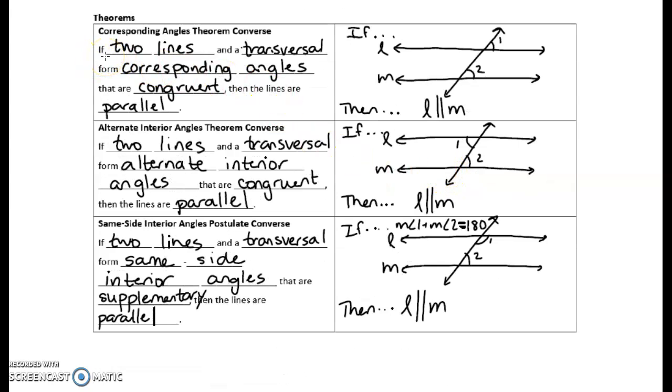Now they're all just the converse of what you learned. So we learned about converses a while ago. Remember, that's when you have if P, then Q. You flip it around to say if Q, then P. So we flipped the statement around.